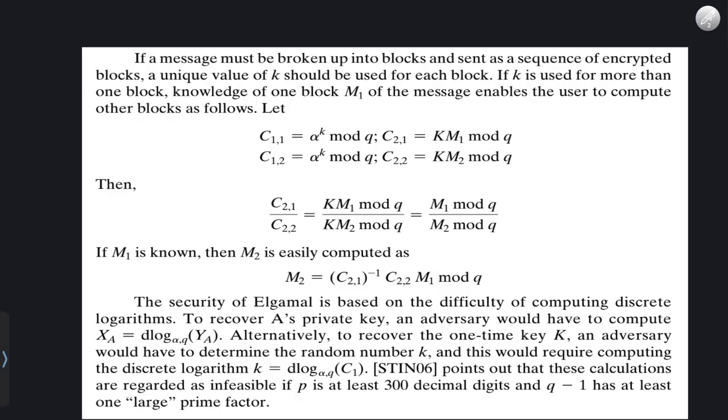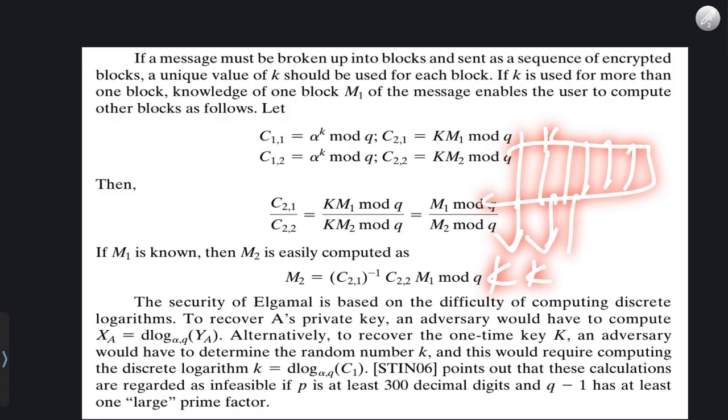If a message must be broken up into blocks and sent as a sequence of encrypted blocks, a unique value of K should be selected for each block. So if an entire big message is broken up, each block of the message will have a unique small k value. Suppose this K is used for more than one block.